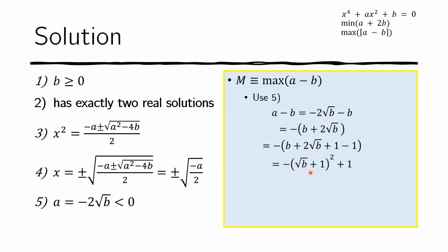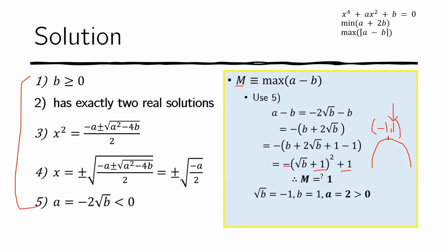Again, this is a parabola in the square root of b. And this time, this is actually opening downwards, right? Because there is a negative sign in here. And for this kind of parabola, we know that the vertex is at negative 1 and that the maximum value is 1. So we'll be tempted to say that, in fact, m here could be this 1. However, we're going to check again and see if it's consistent with all the other conditions that we have here.